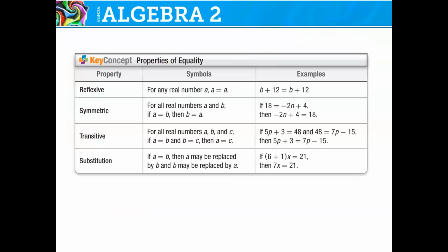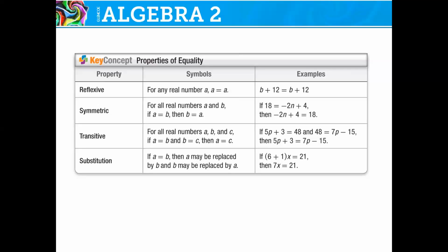We should be looking at the key concept, properties of equality. Okay, you have the reflexive, symmetric, transitive, and substitution properties. The symbols, it says for reflexive, for any real number, A is equivalent to A. So in other words, a number is itself. It's reflexive. Okay, so A is equal to A. B plus 12 is equal to B plus 12. Okay, talking about equality here.